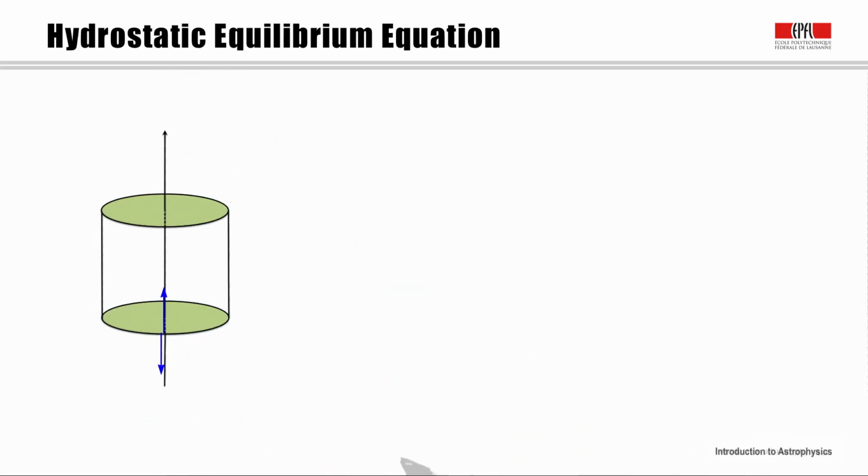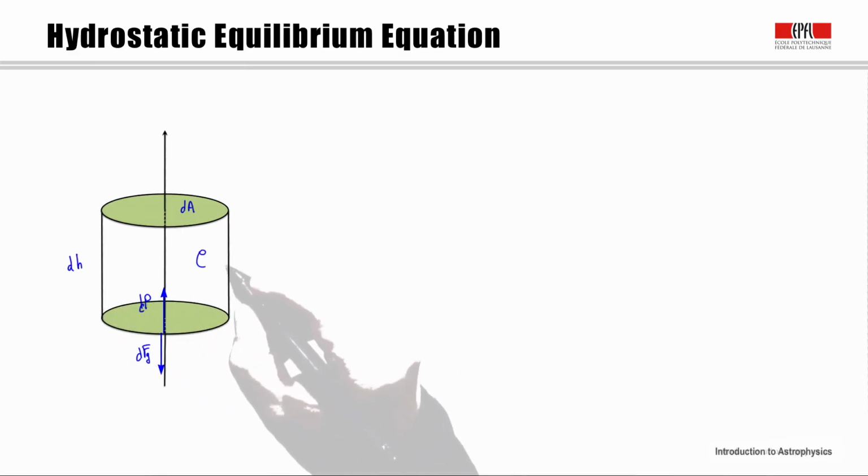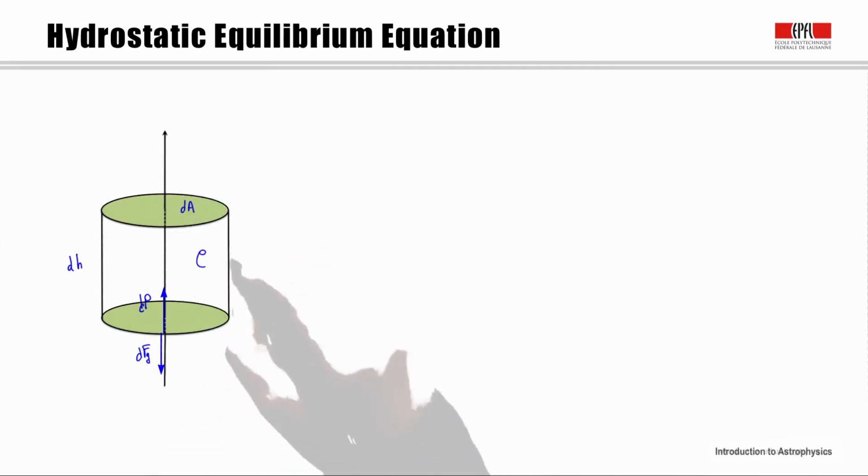How to establish the equation of hydrostatic equilibrium, which measures the equilibrium between an infinitesimal pressure force and an infinitesimal gravitational force. We have drawn here a volume element with an area dA and a height dh. The mass density is rho, and this small volume element is at a given altitude, h. h is the altitude in what follows.